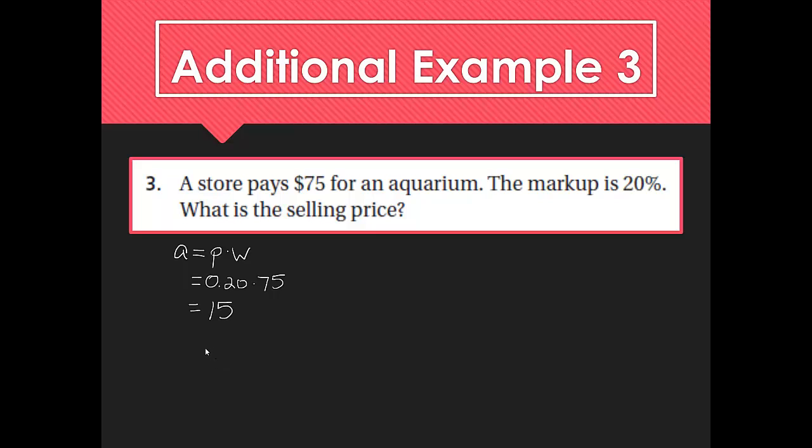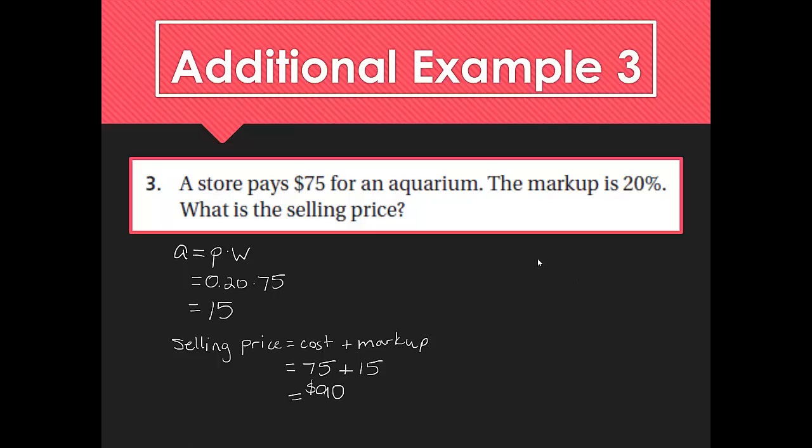Now we need to find the selling price. The selling price would be equal to the cost plus the markup. The cost is $75. So the store pays $75 for the item. It marks it up 20%, and 20% of 75 is 15. So we'll add 15, and 75 plus 15 is 90. So the selling price of the item will be $90.